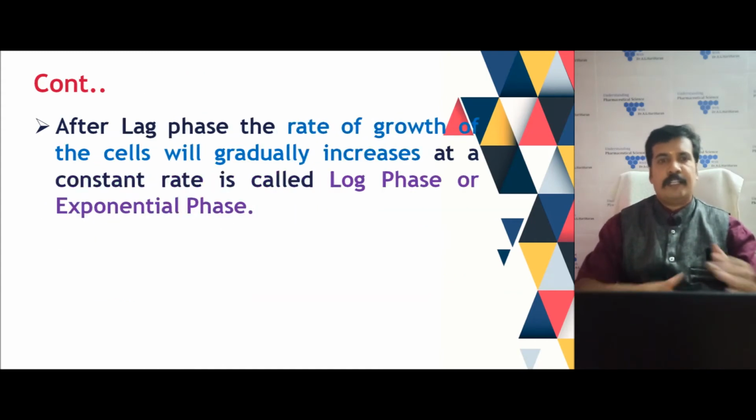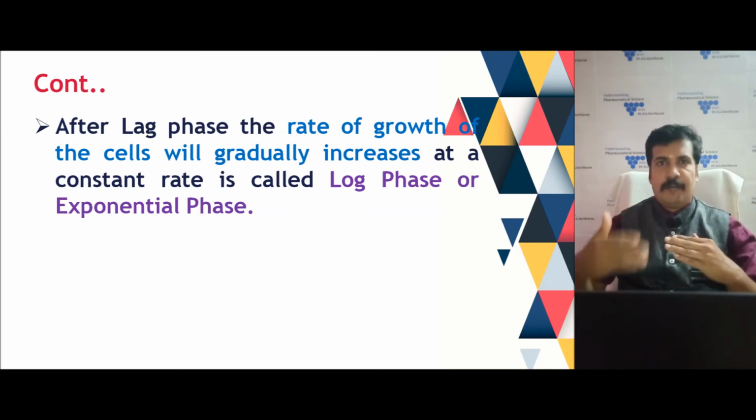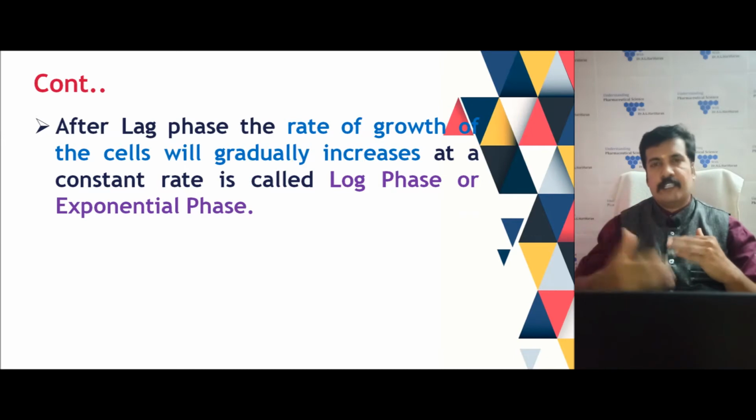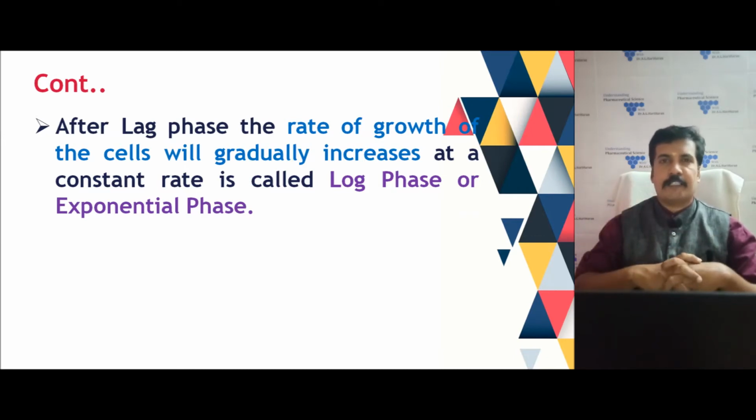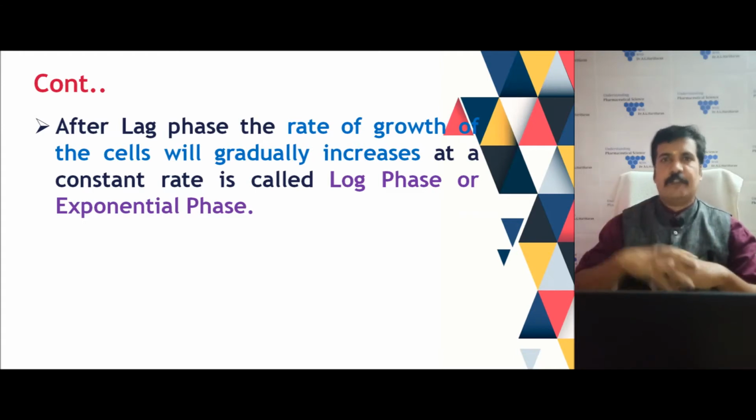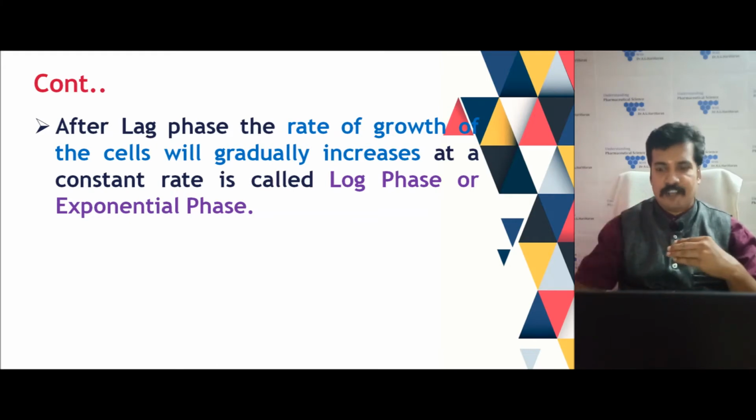After the lag phase, the rate of growth of the microbial cells will start increasing. The cells will double after particular time intervals, generally called the doubling time. This phase we call the log phase. It produces an exponential growth, so it is also called the exponential phase.